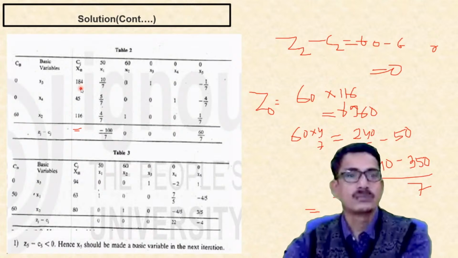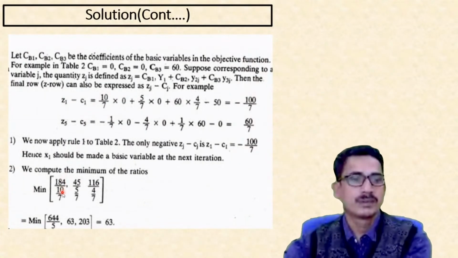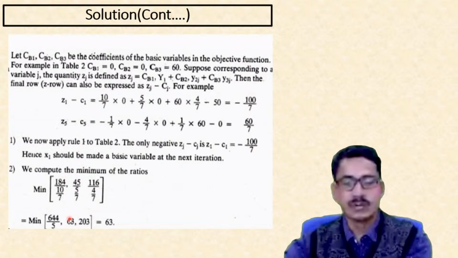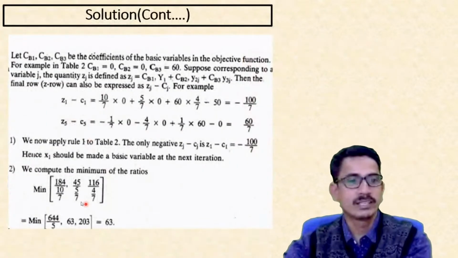Yes, 184 by 10 by 7, 45 by 5 by 7, 116 by 4 by 7, which you got finally. The minimum out of these three is 63. The 63 is the middle one. Middle one means which one? x4 is out. x4 will be out for the next table. Which will be in? The next one will be in. So here x3, x4, x2, which will be out? x4.